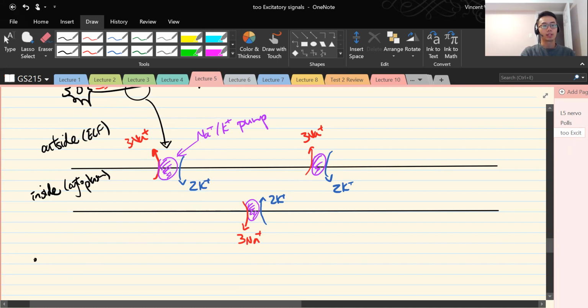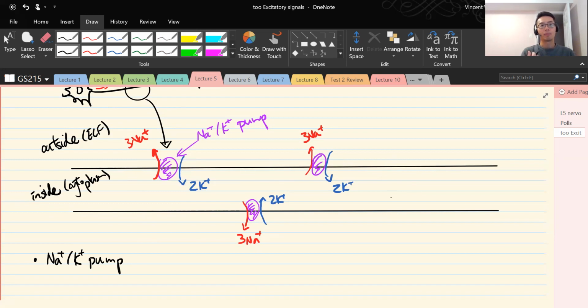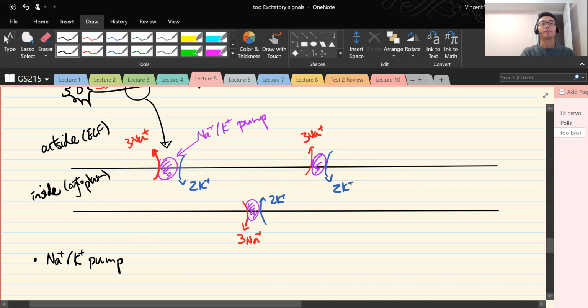Okay? So what does that achieve? Sodium potassium pump will pump 3 sodium out and 2 potassium in. So over time, what will happen to the outside relative to the inside? Is the outside going to be more positive, or is the inside going to be more positive? The outside would be more positive. That's right. The outside will be more positive because you're pumping more positive out than you're bringing in, right?